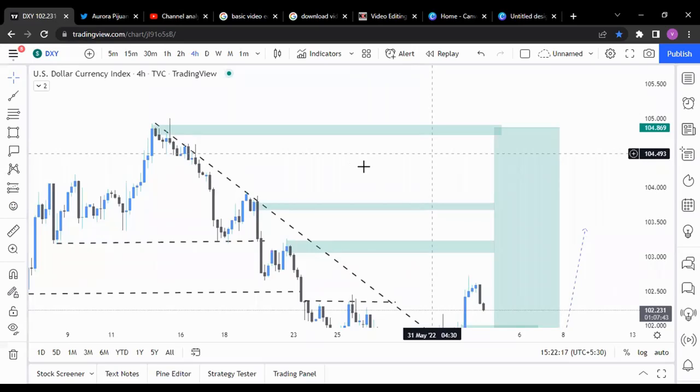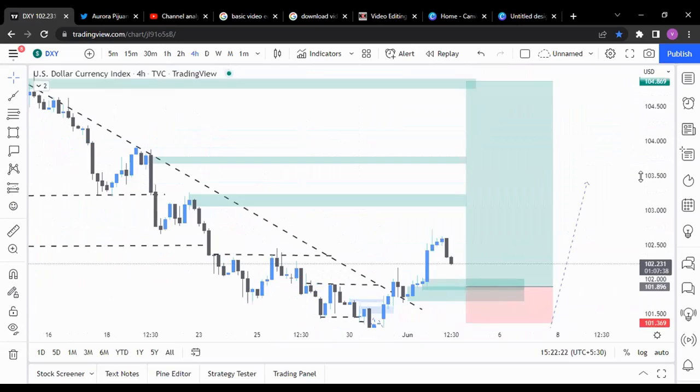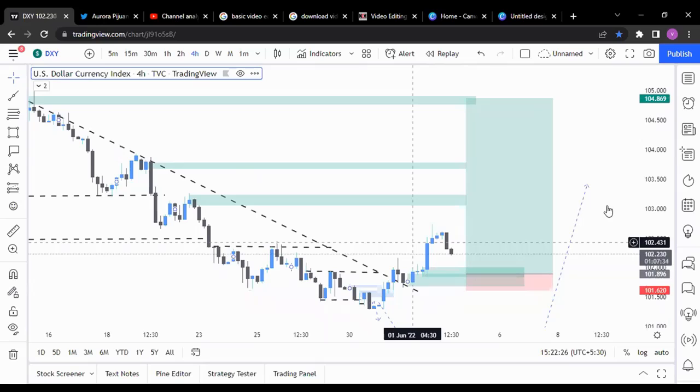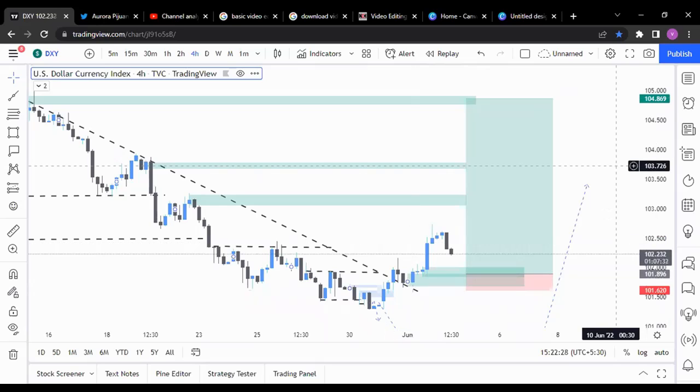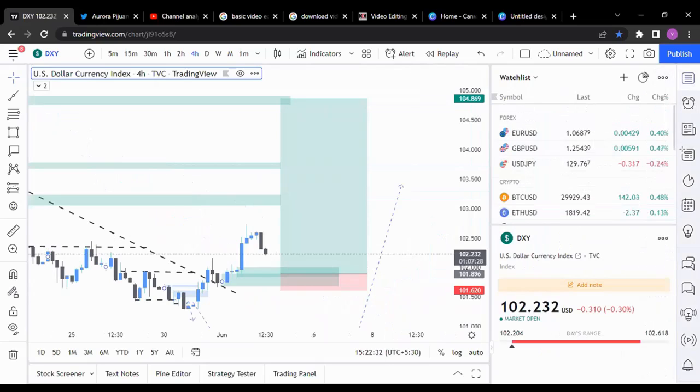And yeah, so that would be it on DXY. The stop doesn't have to be this big. The stop can just be here below. Very good risk to reward. That's about the trade for the London session. Those are the pairs I'm looking at for the London session.